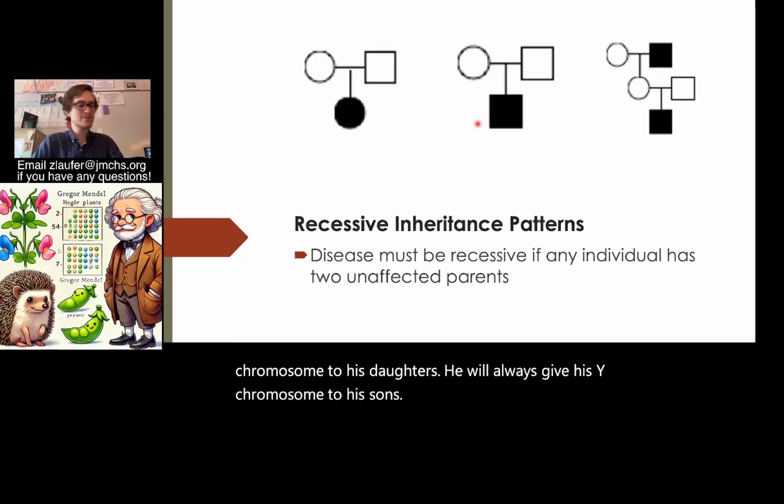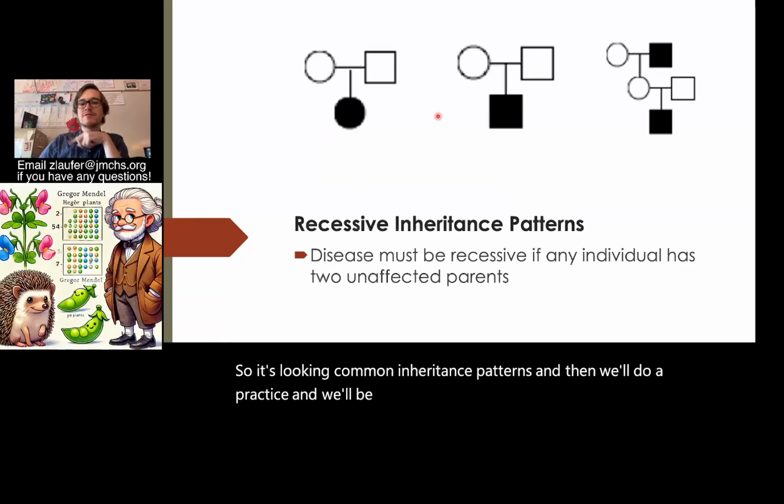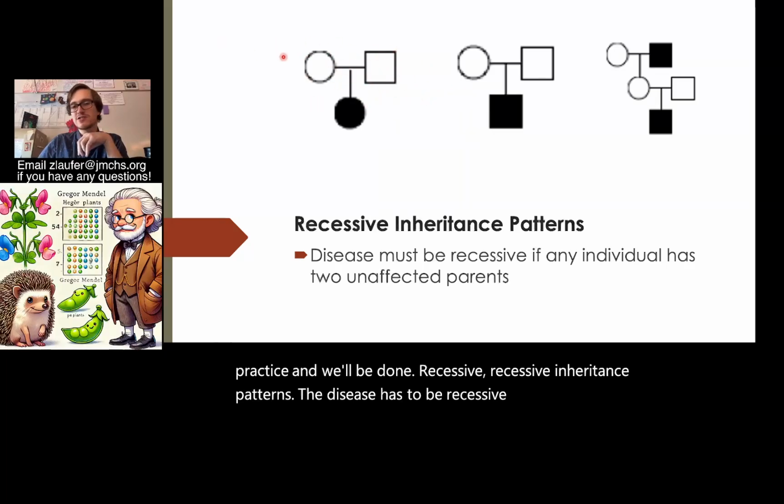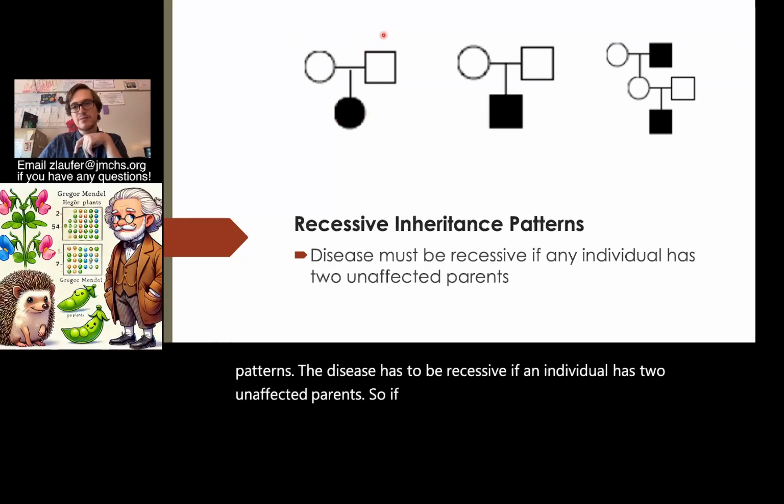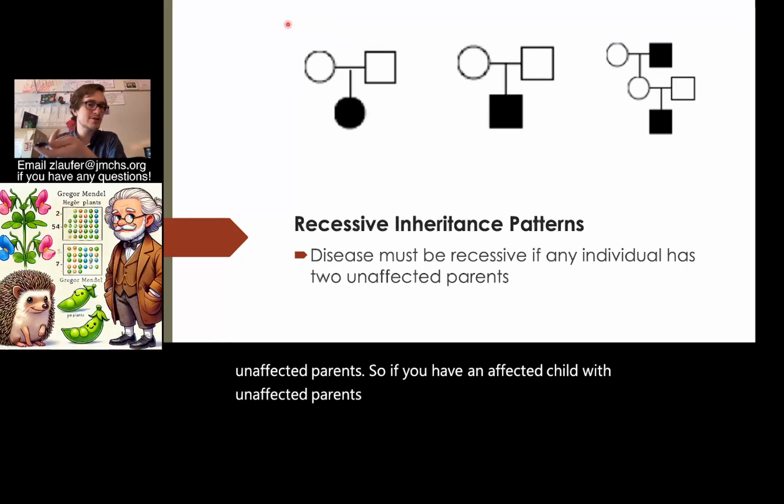So let's look at some common inheritance patterns, and then we'll do a practice and we'll be done. Recessive inheritance patterns. The disease has to be recessive if an individual has 2 unaffected parents. So if you have an affected child with unaffected parents, it's recessive. Might be autosomal, might be X-linked. We haven't determined that yet.